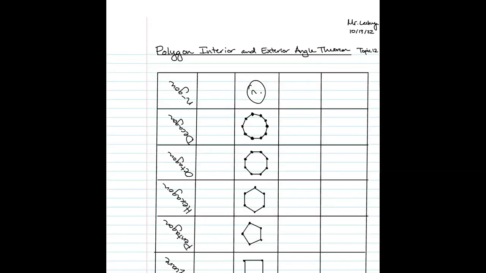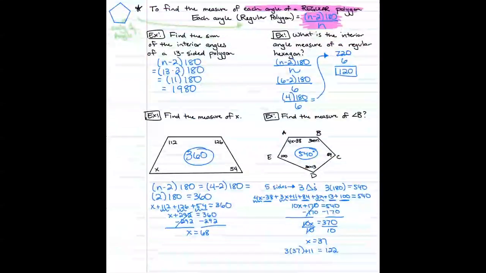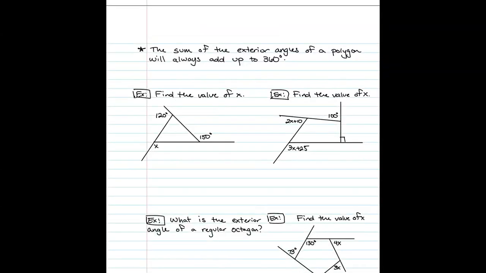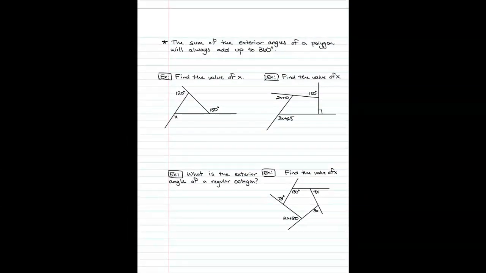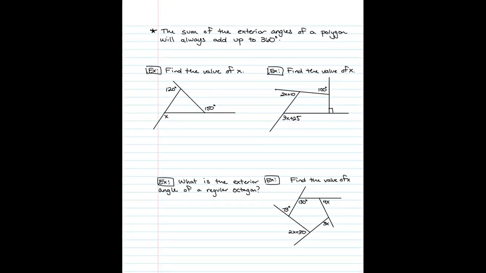Okay, so here we have part two of the polygon interior and exterior angle theorem. Yesterday you should have filled that out. You should have filled out this as well. So this is going to be essentially our third page of our notes. I know that seems like a lot, something we haven't done before, but it shouldn't take too long to get through this. Go ahead and copy that down, press pause in the video.